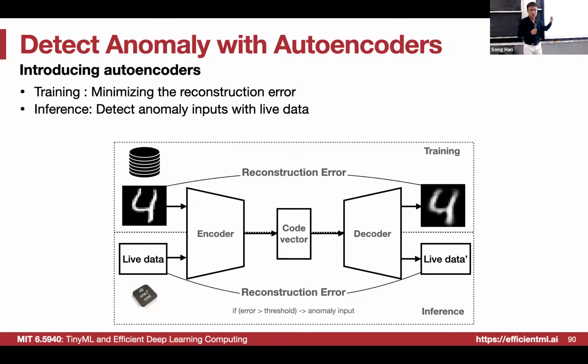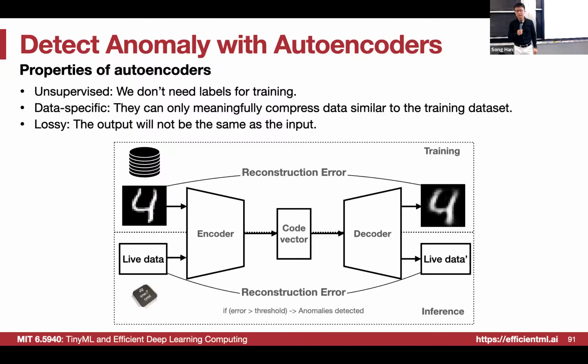And when we are doing the test case, feeding with live data, we try to see what the reconstruction error is. If the error is larger than the threshold, it means it doesn't follow our training data distribution. We can flag it as an anomaly input. So therefore, it's unsupervised. We don't need any label for training, which is really good.